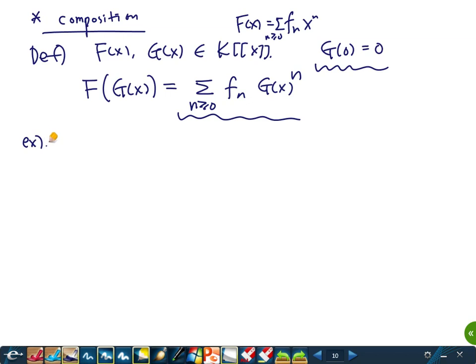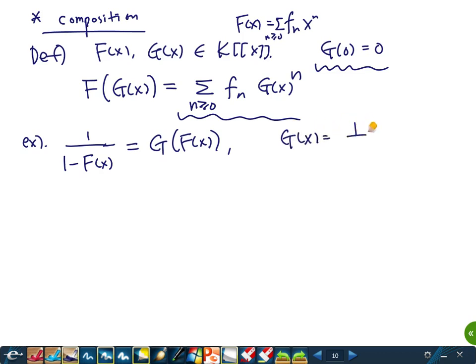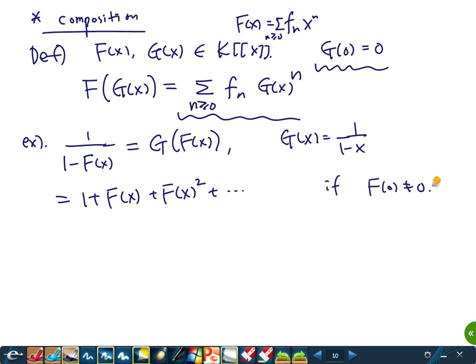Example. Okay. Let's just see. This is in fact a composition of two functions, where g of x equals 1 over 1 minus x. You just replace x by the things inside. And this is this. If the constant term is non-zero, so why?